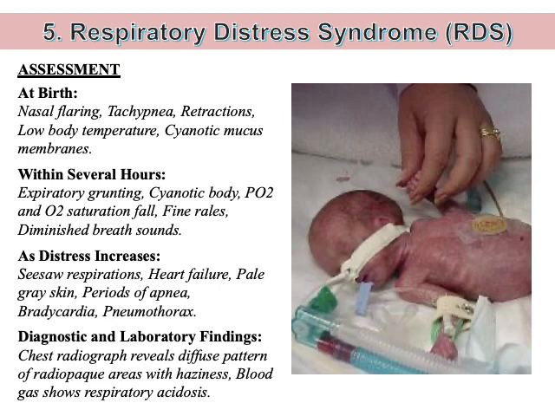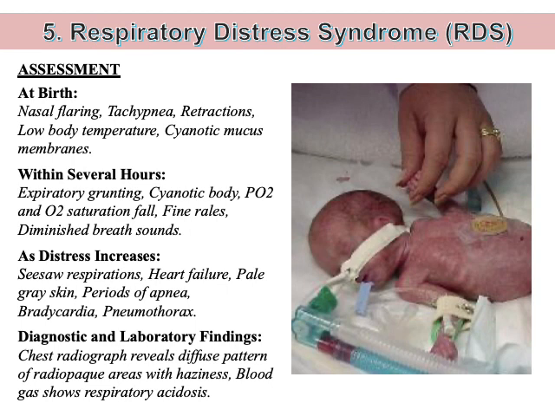Within several hours, even if there is an attempt at better oxygen exchange, however, the child still cannot tolerate it and the disease progresses. Severe signs of distress may occur, such as grunting, cyanotic body, PO2 and O2 saturation falls, and adventitious breath sounds. If there is still progressive deterioration or as distress further increases, there is cessation of respirations, heart failure, pale gray skin, periods of apnea, bradycardia, and pneumothorax.